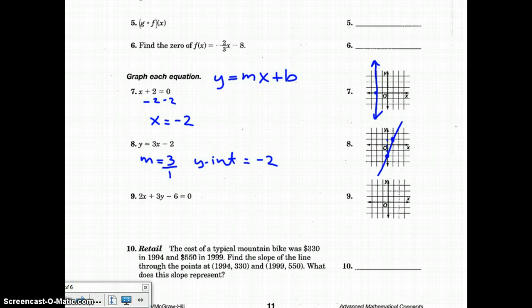I'm going to draw a line through that. You kind of have a good idea you have it graphed correctly. Since you have a positive slope, it should be going up from left to right.